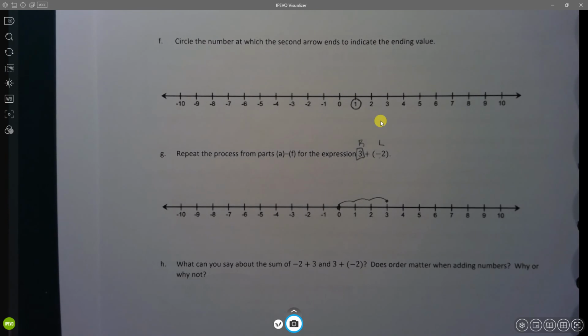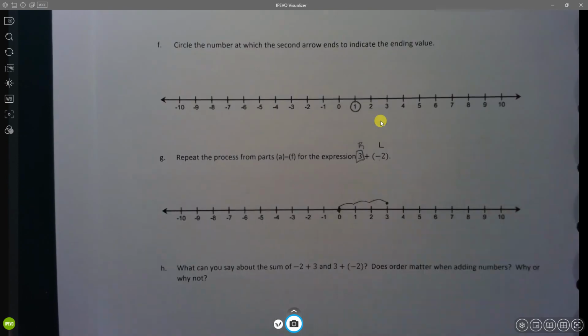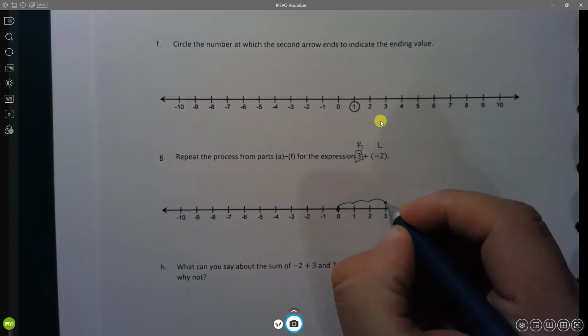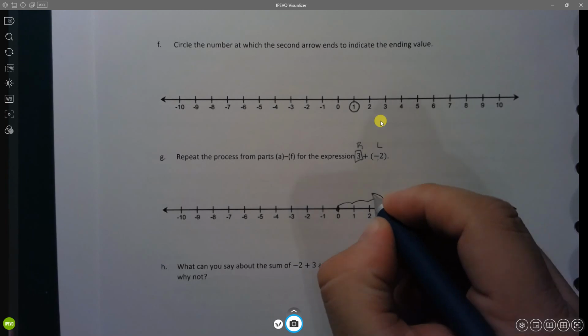What's the next thing it says? Start the next arrow at the end of the first, or at positive 3. And then we're going to count back 2 units to the left. 1, 2.